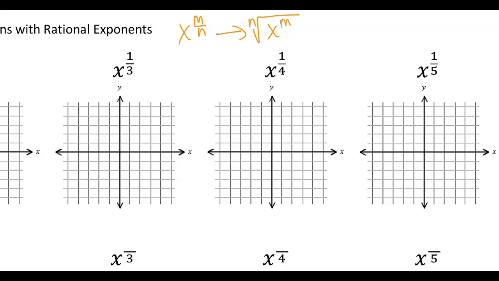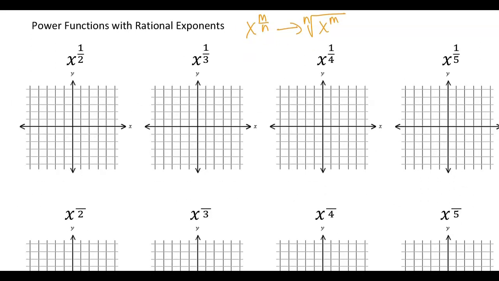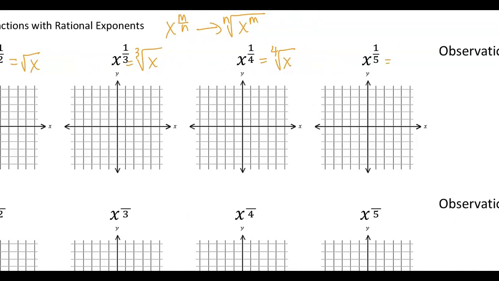So for that whole first row, 1/2, 1/3, 1/4, 1/5, write those as radicals. What would it look like in its radical form? Having x to the 1/2 power is the same thing as having the square root of x. You don't have to put the 2 there because it's understood to be a 2. X to the 1/3 power is the cube root of x. X to the 1/4 power is the 4th root of x. And x to the 1/5 power is the 5th root of x.